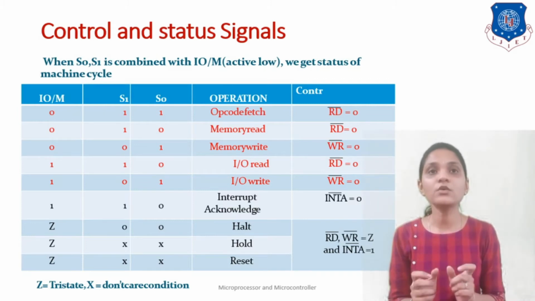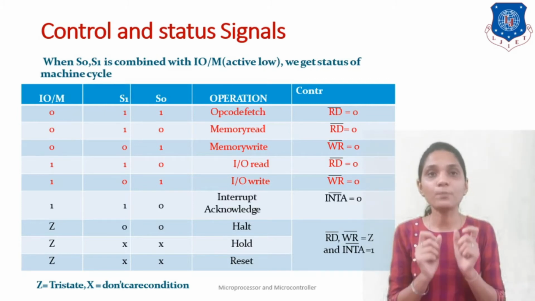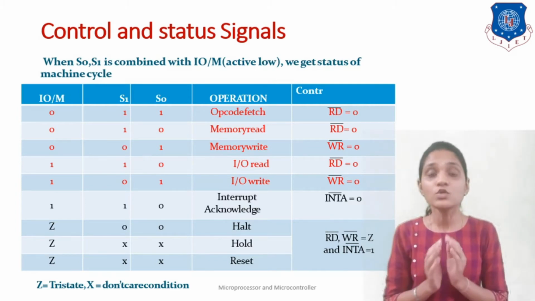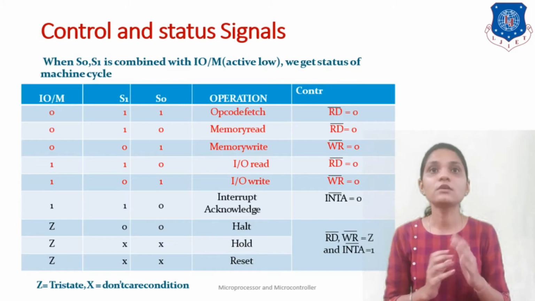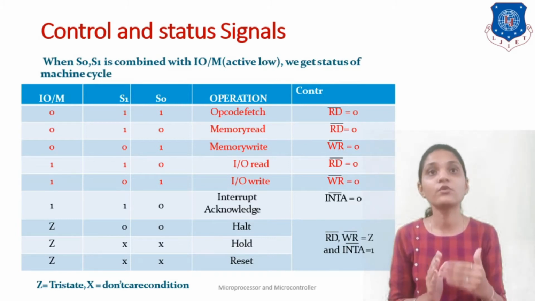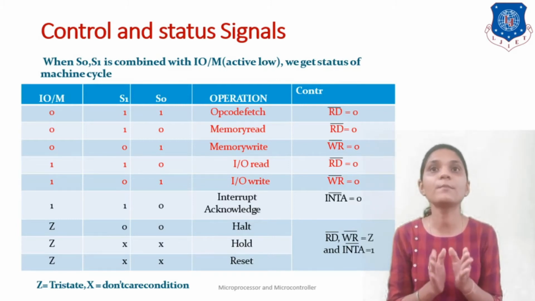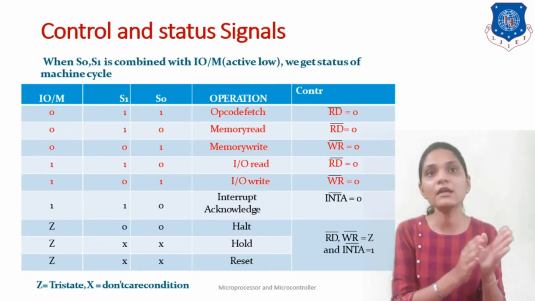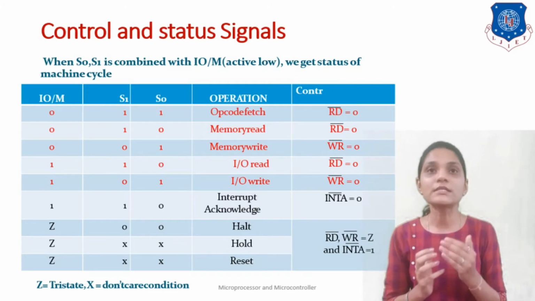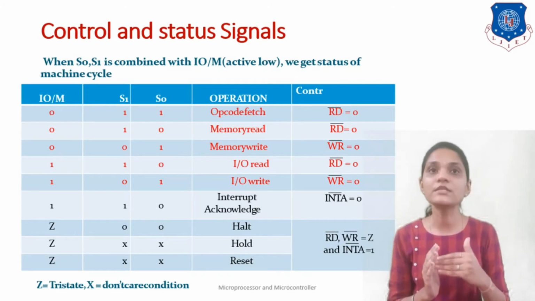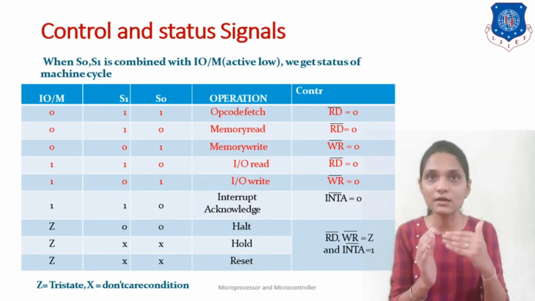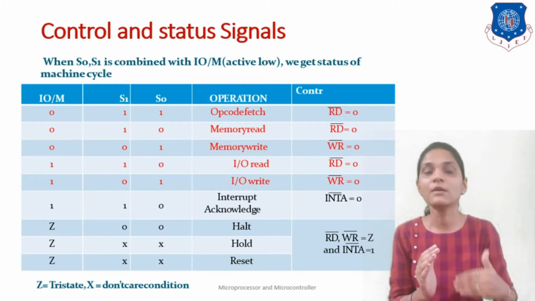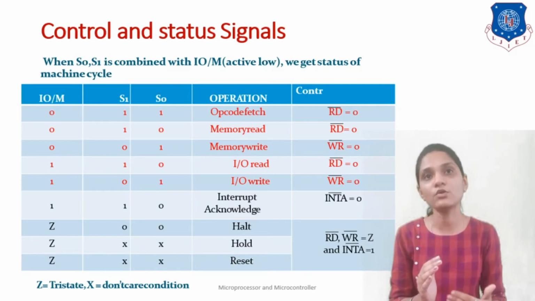So for a particular operation you require a particular control signal. If we want to design a specific control signal for a specific task, then we have to combine these signals, IO, M bar, RD bar and WR bar. So in the generation of the control signal, we will see how we can combine these signals to generate the particular control signal for memory reading, memory writing, IO reading and IO writing.